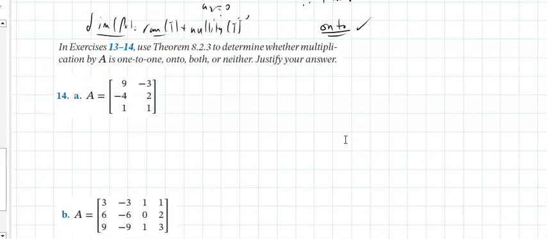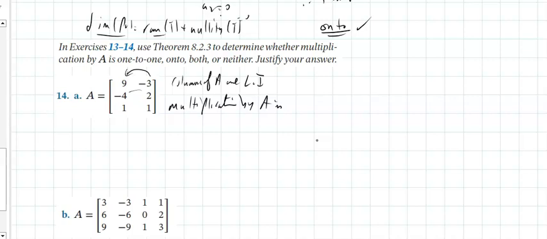Number 14. Use theorem 8.2.3 to determine whether multiplication by A is 1 to 1, onto, or both. Justify your answer. All right, well, let's look at this. If I multiply this by a -3, that will be a 9. That wouldn't be a -4. So here we know that the columns of A are linearly independent, right? So we say that multiplication by A is 1 to 1, and that checks.